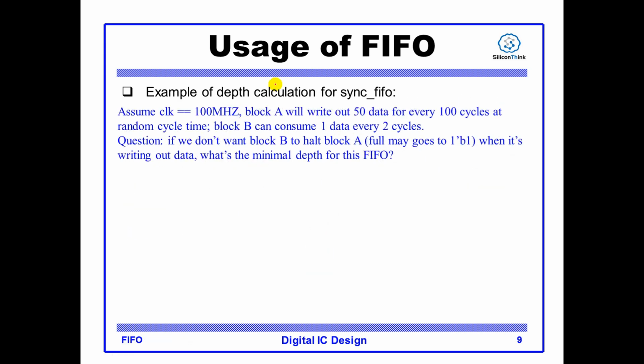Okay, one more question for the depth calculation for synchronous FIFO. The question here is: assume clock is 100 MHz and block A will write out 50 data for every 100 cycles and random cycle time, and block B can consume 1 data for every 2 cycles. So the question is, if we don't want block B to halt block A when it's writing out data, what's the minimum depth for this FIFO? Can you calculate it?